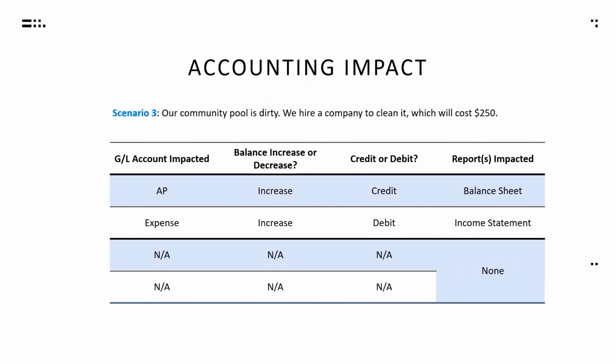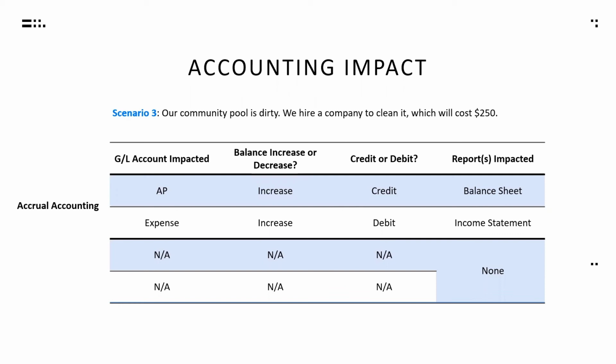Our next scenario is that our community pool is dirty. We hire a company to clean it, which will cost $250. On the accrual side, the two accounts that are impacted with this transaction would be our accounts payable as well as our expense account. Accounts payable will be increasing because we now owe money to a vendor, and our expense account will also increase because we are now recognizing that expense.